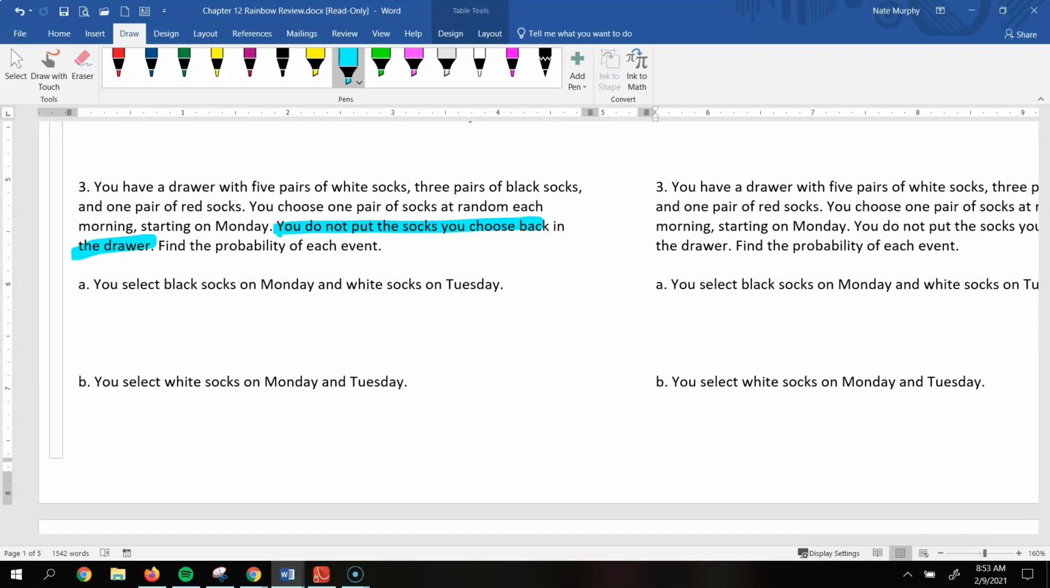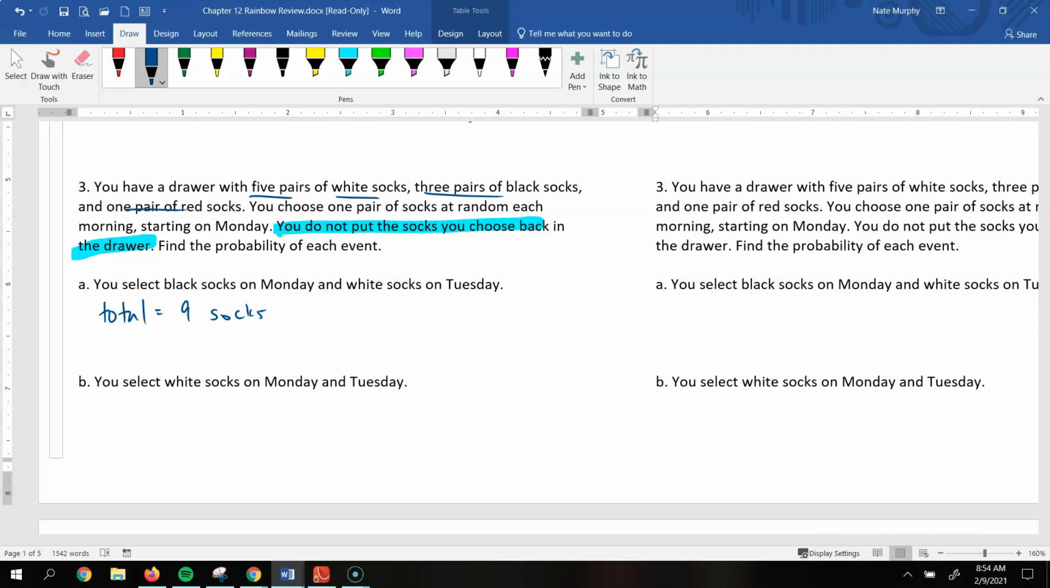So let's look at the first one. It says you select black socks on Monday and white socks on Tuesday. Okay, so now that line that I just highlighted there really doesn't matter, because we're just focusing on Monday, well, I guess it does a little bit. You'll see how. So we have a total of 5 pairs of white socks and 3 pairs of black socks and 1 pair of red socks. So there's a total of 9 socks in the drawer when we start out.